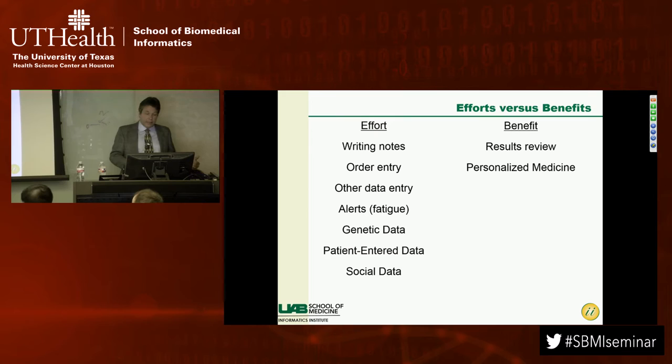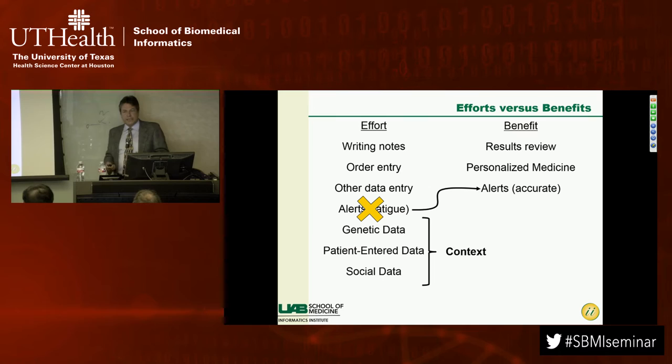So finding ways to capture all that contextual data and get that back into the record so people could make use of it. If we have more context information, then maybe we can get rid of some of these unnecessary alerts and have more accurate alerts, because the system will know the same stuff that the clinician who's overriding the alert knows: the common sense things, patient background, and other contextual information.